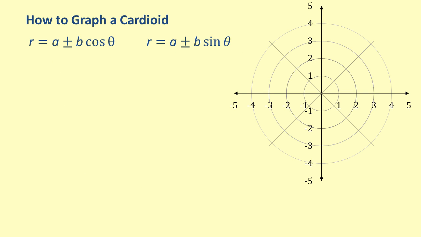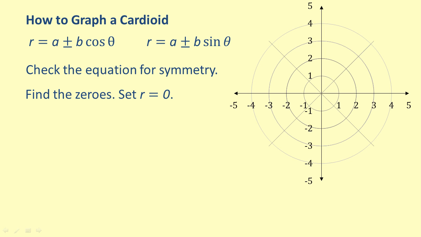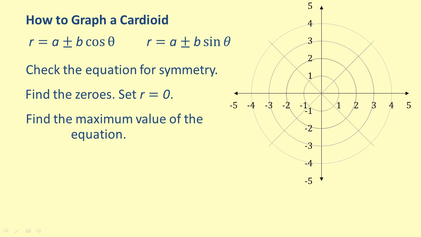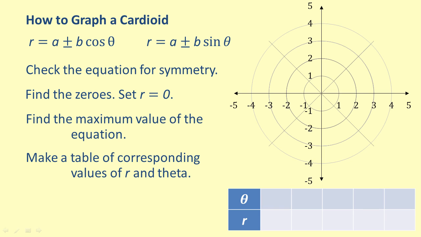Now that we have seen what a cardioid is, let's look at how to graph one. The first step is to check the equation for symmetry. Remember, cardioids are either symmetric about the vertical line theta equals pi over 2 or the horizontal polar axis. Next, set r equal to 0 and solve to find the corresponding values of theta. Now we can use what we know about sine and cosine to find the maximum value that r can be. To do this, we can create a table using these values.